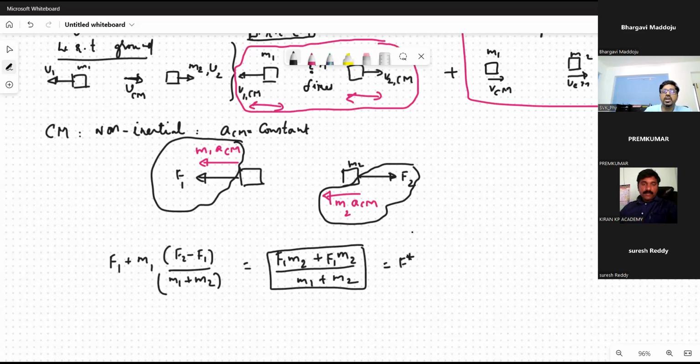Even these two together, if you add, you will get the same thing, because net has to be 0 only. I'm just leaving that to you. So essentially, it is equal to M1 experiencing a force F star, including pseudo force, and M2 also experiencing a force F star, including pseudo force, where F star equals F1 M2 plus F2 M1 divided by M1 plus M2. All right. So this is what I have.